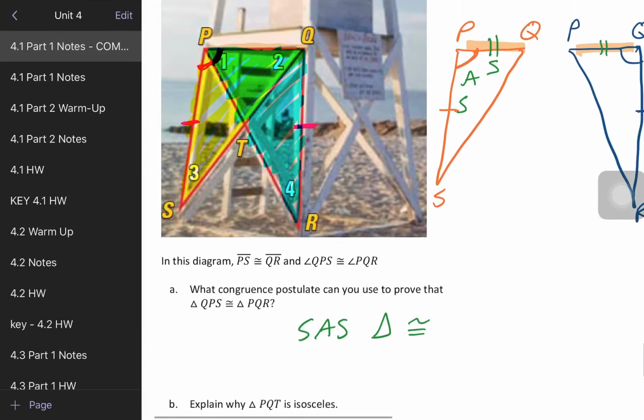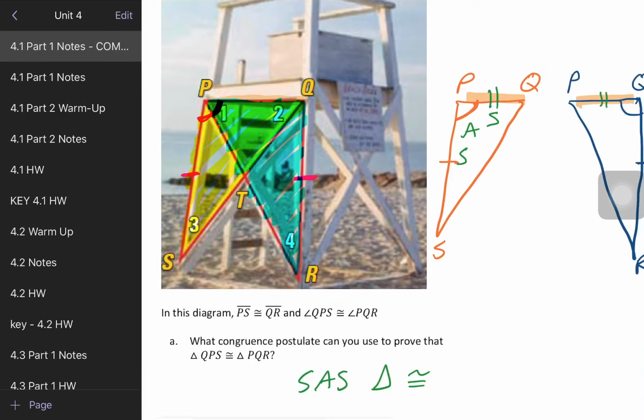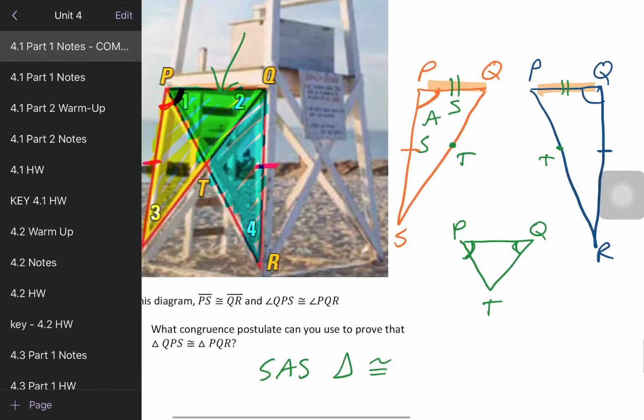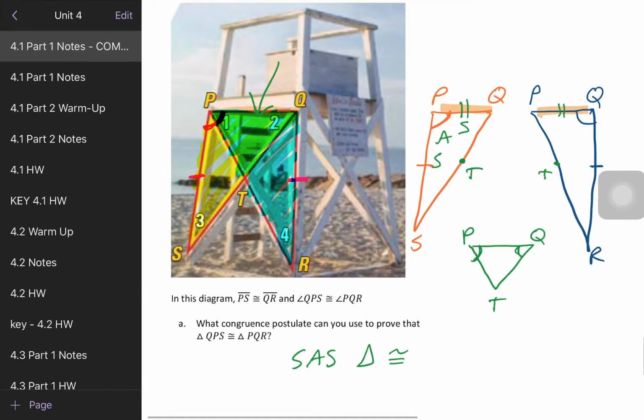Explain why PQT is isosceles. So PQT is the overlap in the middle in green here. It's where they all intersect. They have that little point T here. And so PQT would have to be isosceles. Why? Well, we know that these two angles are already congruent. Angle 1 and angle 2 would have to be congruent.